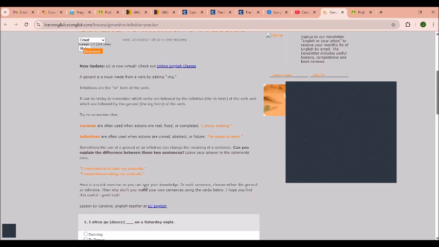There are some verbs that behave differently when you have a gerund and when you have an infinitive. All right, so let's look at why that is, and let's practice together.